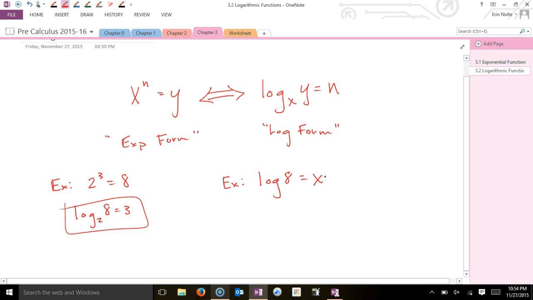So when the base is not written, that doesn't mean there is no base, or that it's even 1 for that matter. When there is no base written, it's base 10. So if we know that the base is 10, what's the exponential form of this? Okay, yeah, I think you said that right. So I'm going to say 10 to the x is equal to 8.